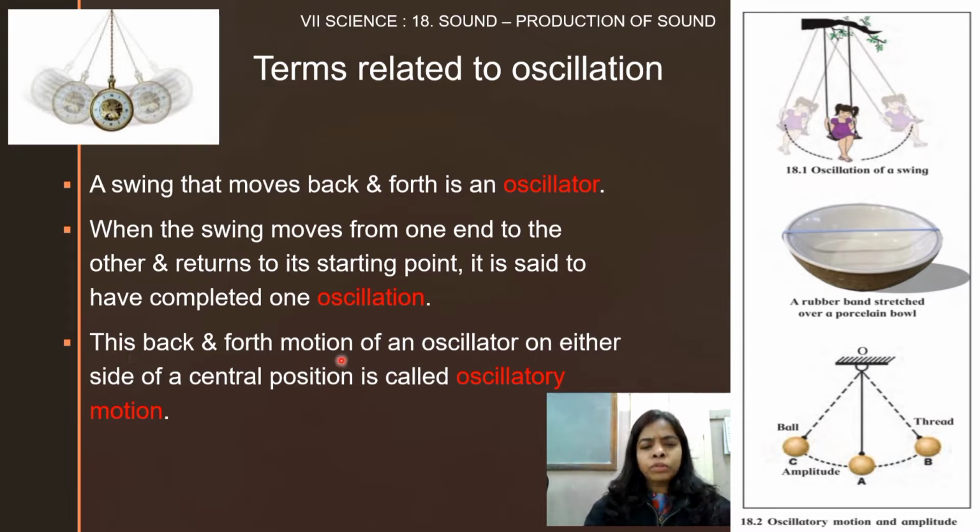This back and forth motion of an oscillator on either side of the central position is called oscillatory motion. Either side, this side and this side. This is the central position. It is also called the mean position. So this back and forth, back and forth, back and forth motion is called oscillatory motion.